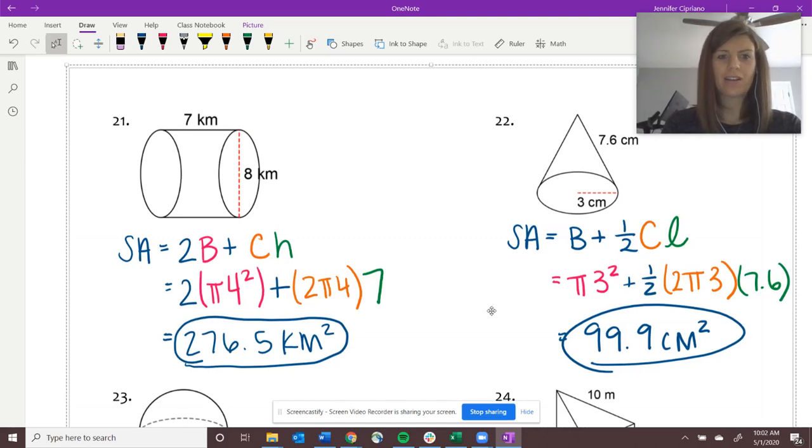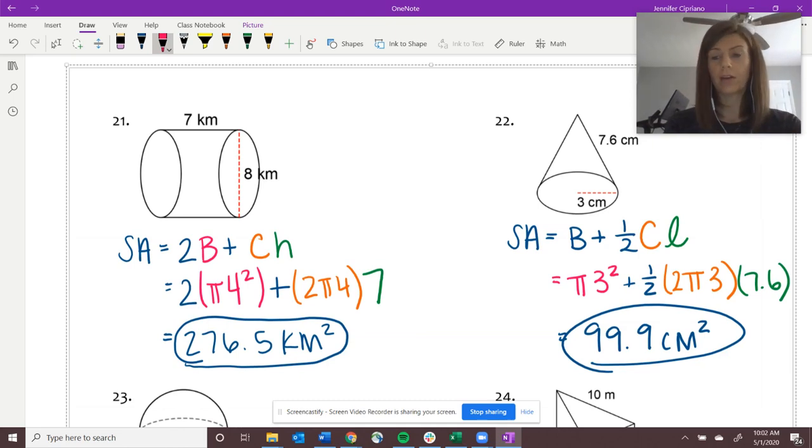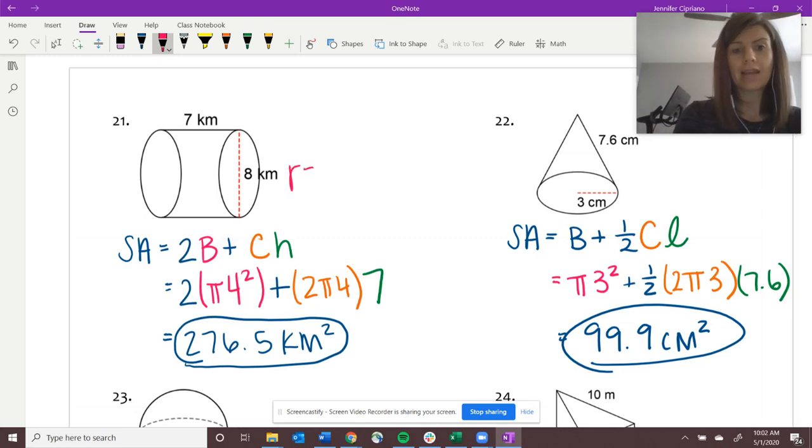Okay, so our next one here, number 21. So this one is a cylinder. Surface area of a cylinder is 2 times the area of the base. That gives us the 2 circles, the top and bottom. And then circumference times the height gives us the area of that rectangle that's wrapped around the side of the cylinder. So in this one, make sure that you are careful with the measurement that you're given. That 8 kilometers is the diameter. So that means that the radius would be 4.